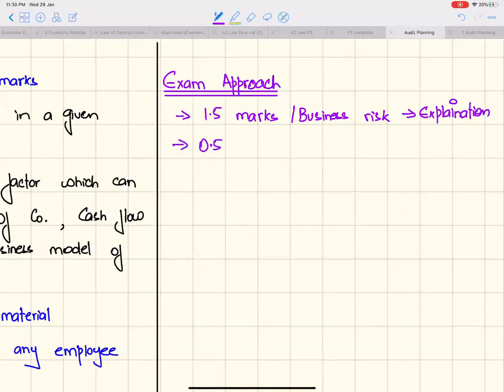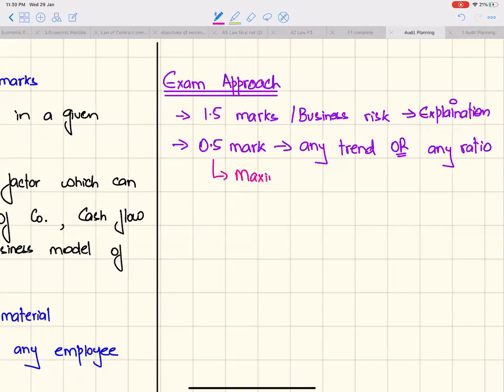And if you have calculated any trend or any ratio, you will get 0.5 marks in addition. Now, please concentrate. 1.5 marks for a business risk and 0.5 marks for any trend or any ratio given. Now, maximum you can get 3 marks for calculation of trends.